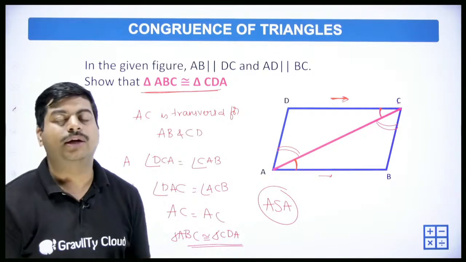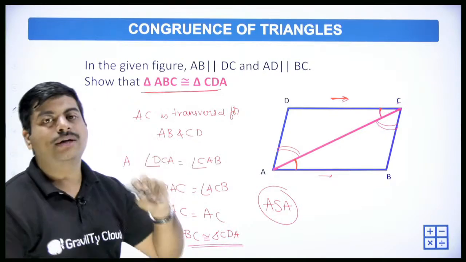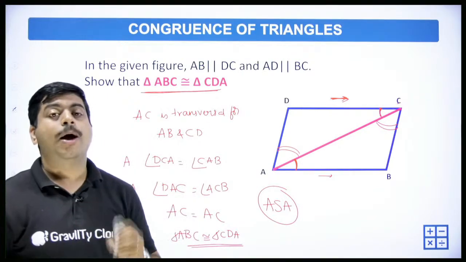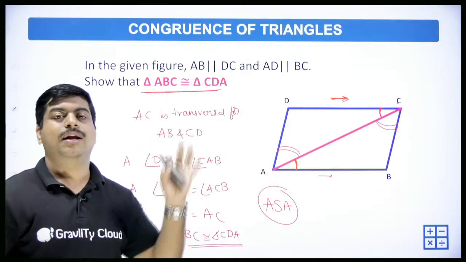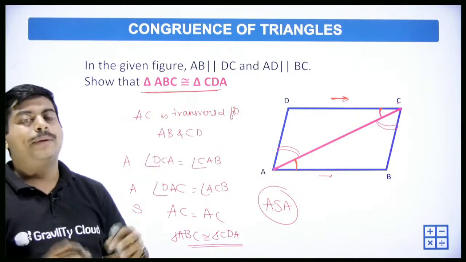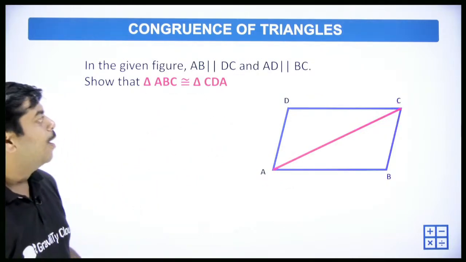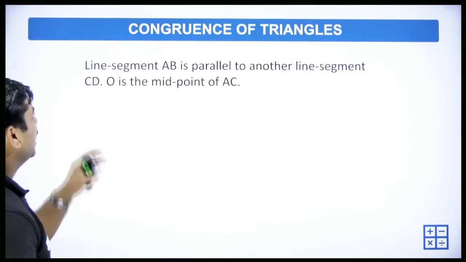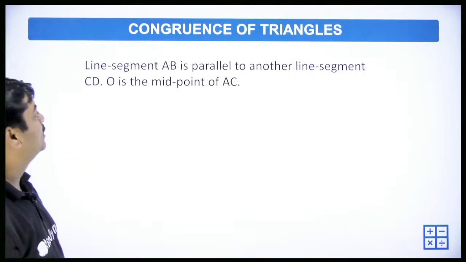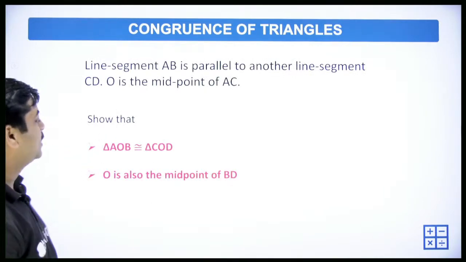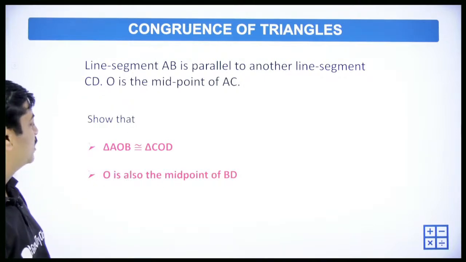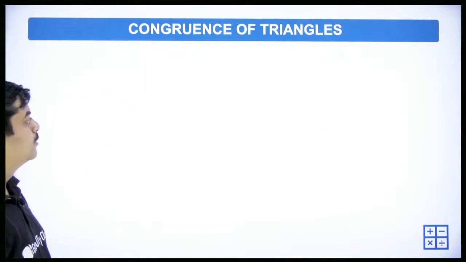So this is how you can formulate and use the congruency relations to prove many geometrical approaches or applications. Moving forward, line segment AB is parallel to another line segment CD. O is the midpoint of AC. The same thing, right? We have just discussed. So let's move forward.